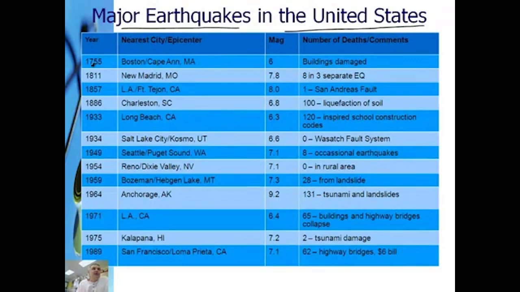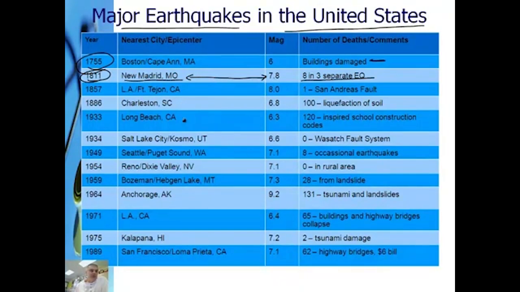1755, Boston. Had some buildings damaged. New Madrid. This is one I want to talk some more about. This was a huge earthquake, 7.8 on the Richter scale. It was a big deal. Happened in 1811. And scientists, geologists believe that we are due for another big one. This would be a devastating earthquake in the United States. We'll show a video clip about that in just a little bit.